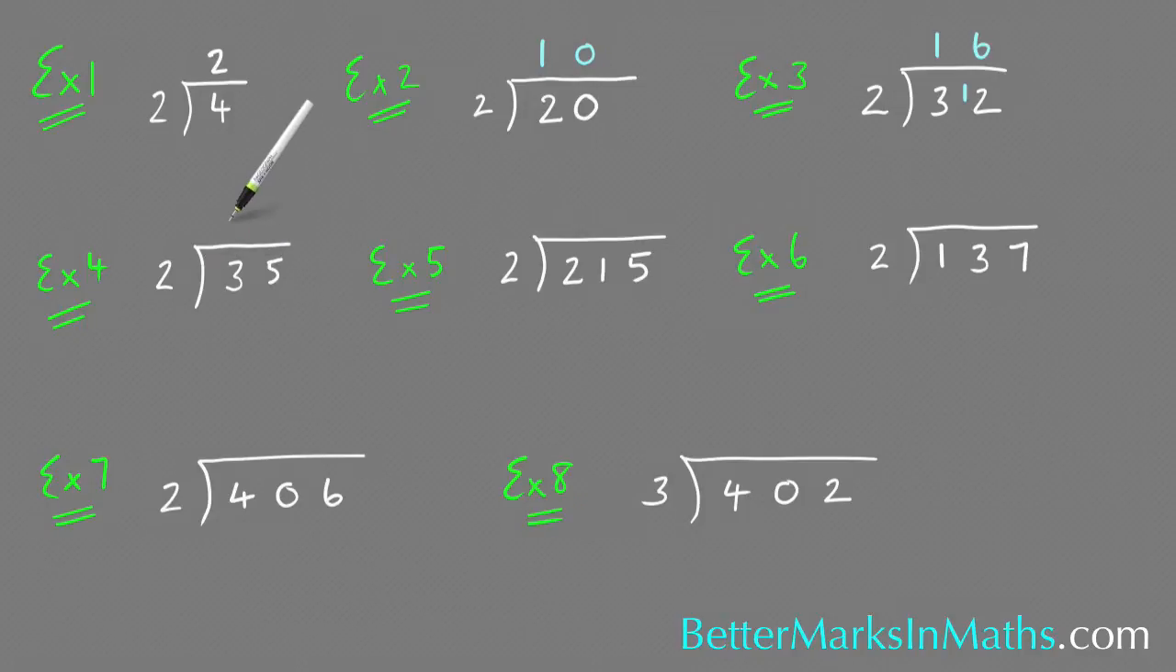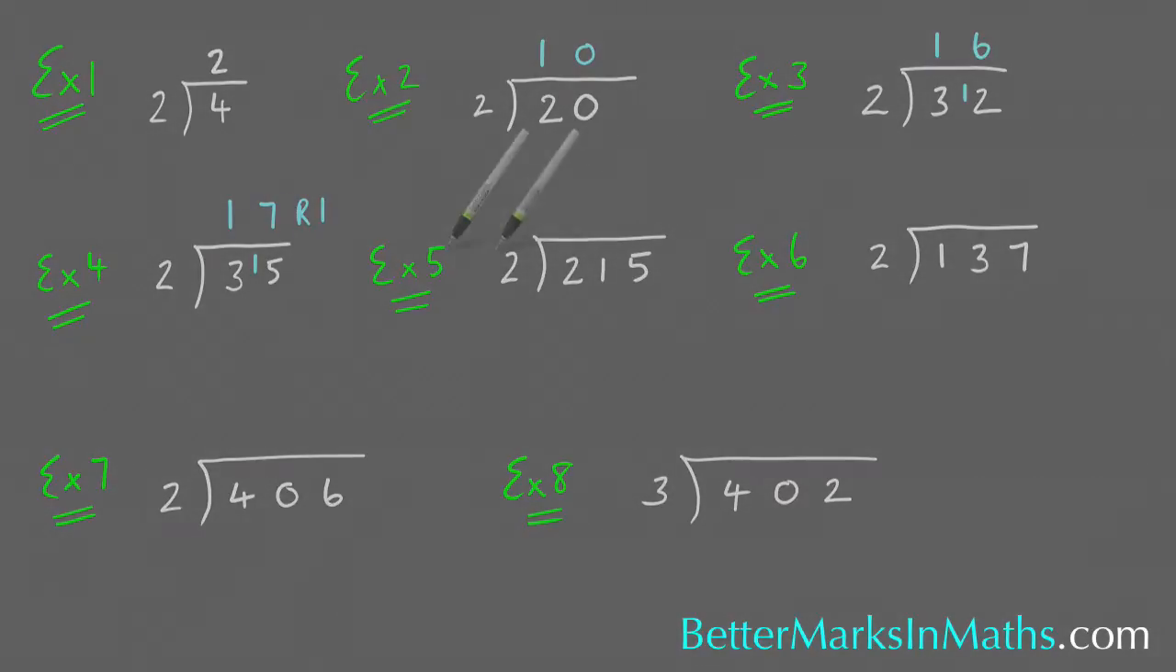Example 4, how many 2's in 35? So how many 2's in 3? There's 1 and 1 left over. How many 2's in 15? There's 7 with 1 left over, and you can write that as remainder 1. So how many 2's in 35? There's 17 with 1 left over.